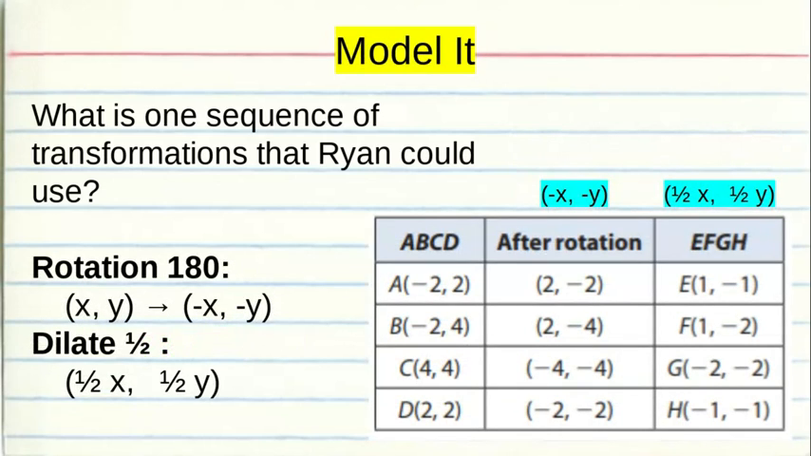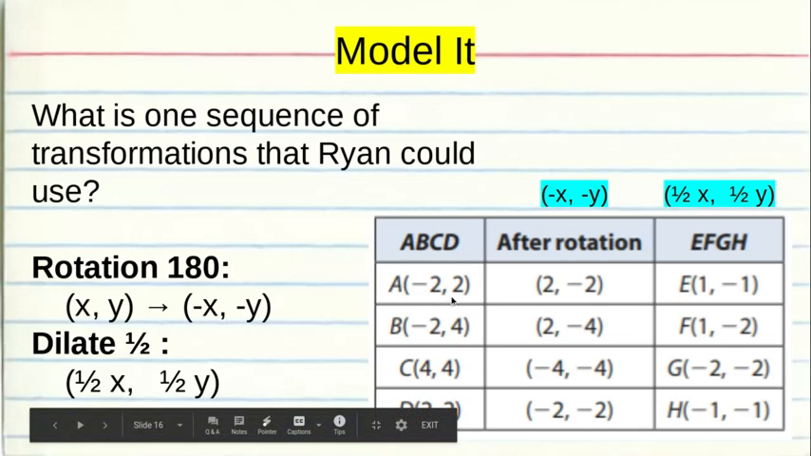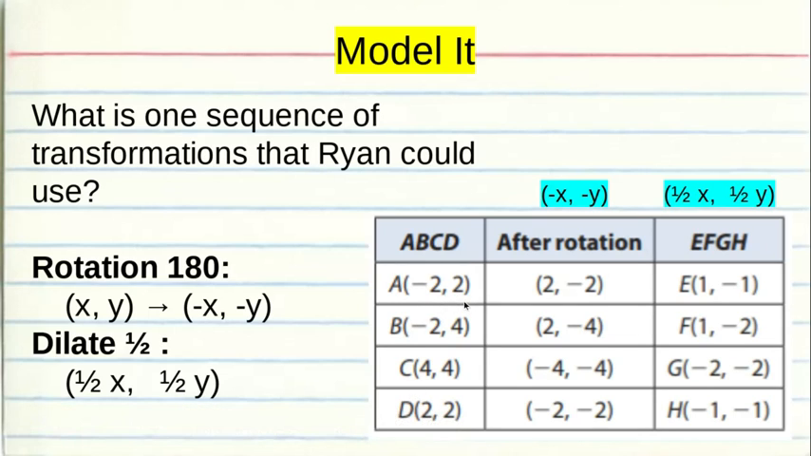So then another way of looking at it, if you don't do it through a graph, is algebraically. One way is we could write down all of the coordinates of our original figure, A, B, C, D, with their x and y values for their ordered pairs. And we can see that we're at -2, 2 for A.